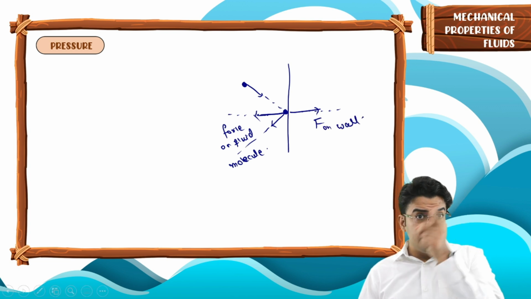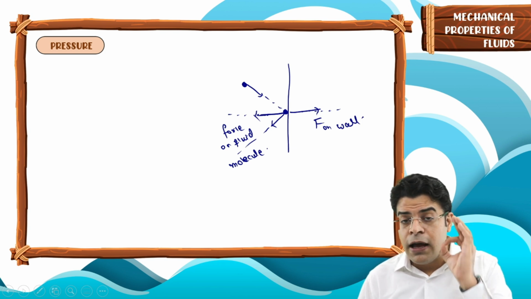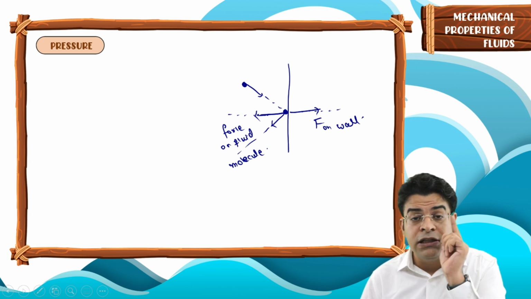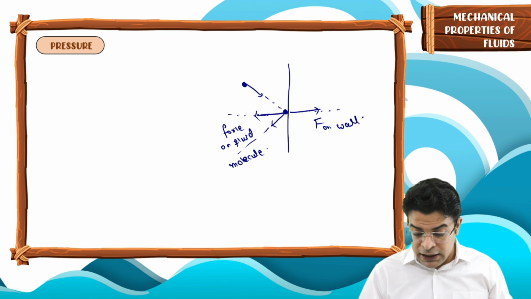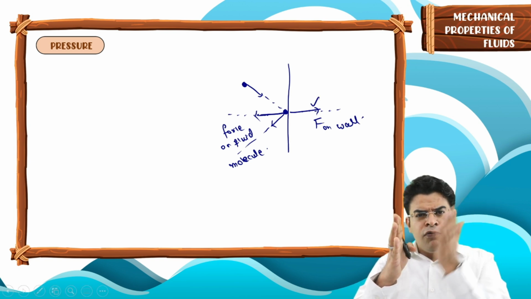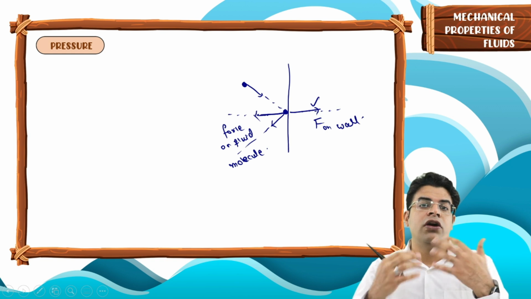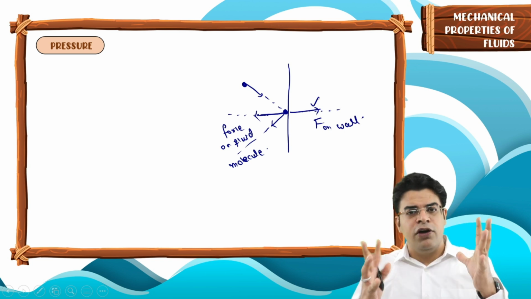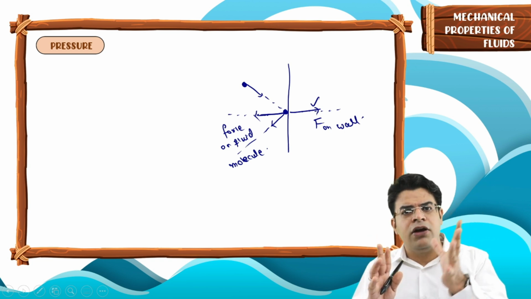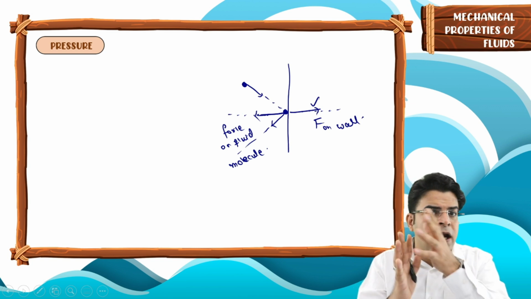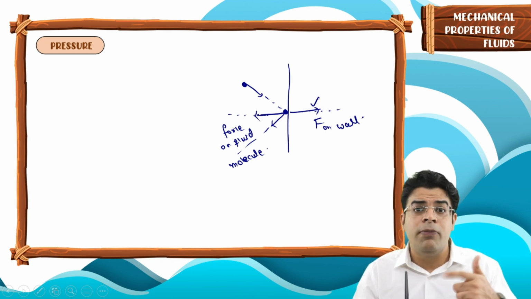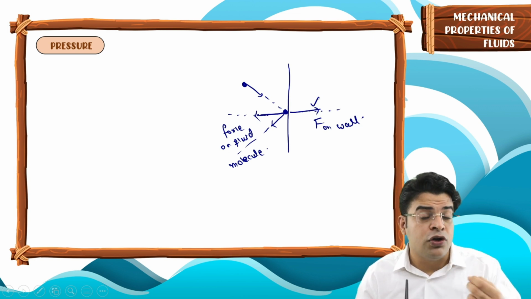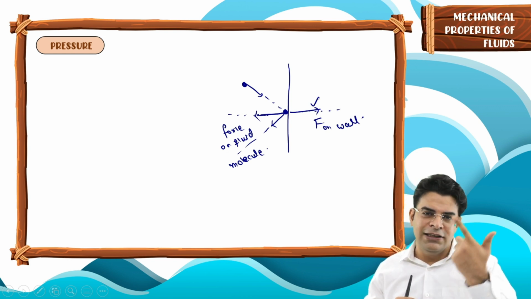Now, due to this collision and bouncing back, the fluid molecule applies the force on wall in the direction of normal to the surface. And this force applied by all the fluid molecules per unit area is called the pressure. It's not that there is only one fluid molecule in the fluid, right? There are many of them. So all of them are continuously moving, continuously colliding with the container wall and bouncing back. When they bounce back, their momentum changes. So a force must be acting on the fluid molecule. So the fluid molecule must be applying some force on the container wall. This force per unit area is the pressure.